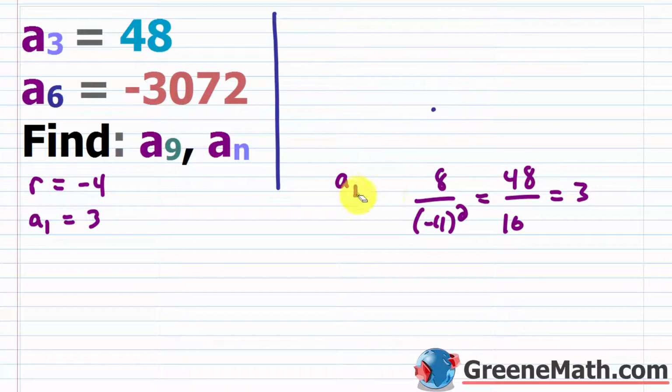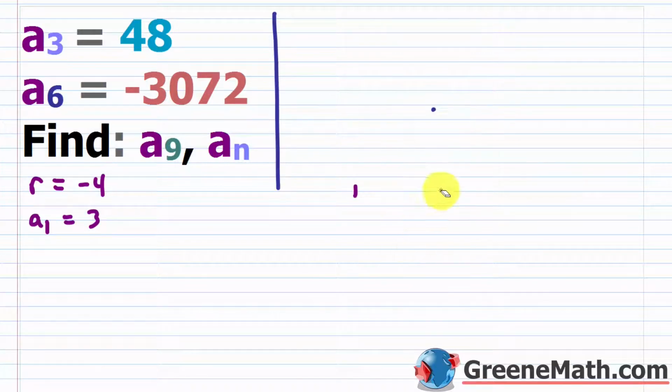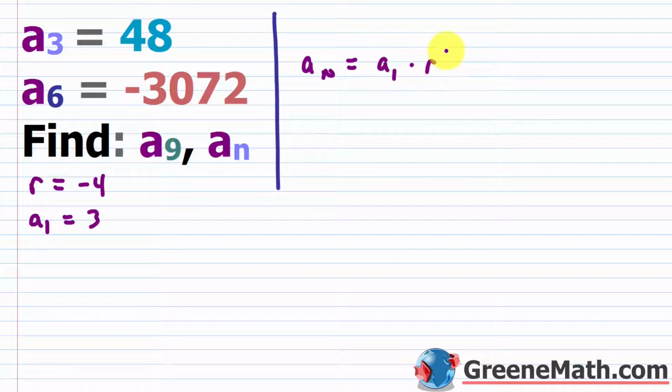So now I have my a sub 1 and I have my r, so I'm ready to go through and find my a sub 9, okay? So my a sub 9, again, if you use the formula, let me write this out. So a sub n is equal to a sub 1 times r raised to the power of n minus 1. So we know a sub 1 is going to be 3.